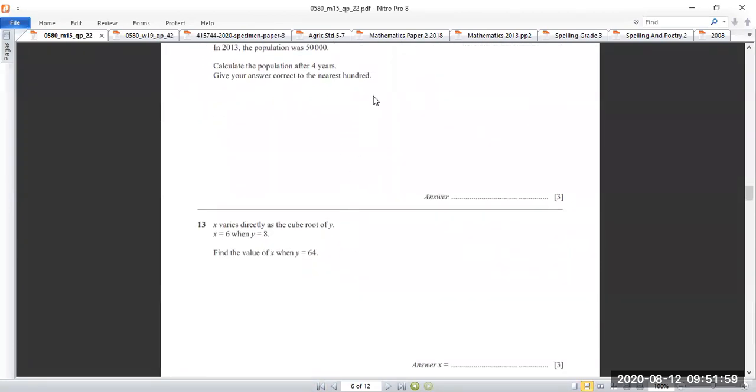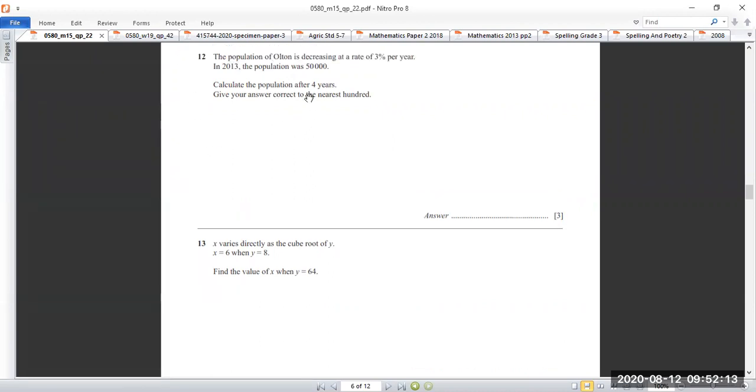Here we have a question. The population of Alton is decreasing at this rate. In 2013, the population was 60,000. Calculate the population after 4 years.